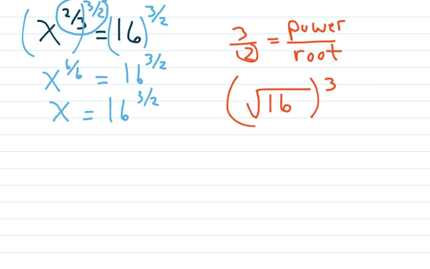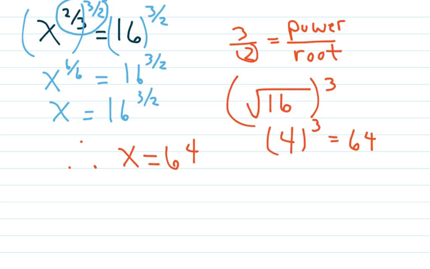So the square root of 16 is 4. Then you cube that and you get 64. Therefore, x equals 64. Okay? Let's do something with the decimal.